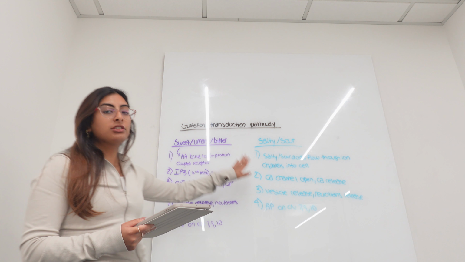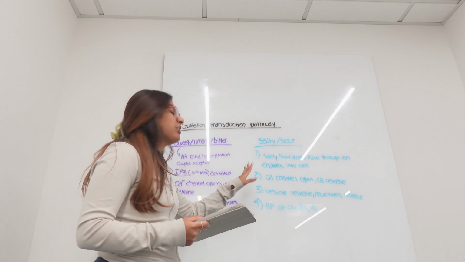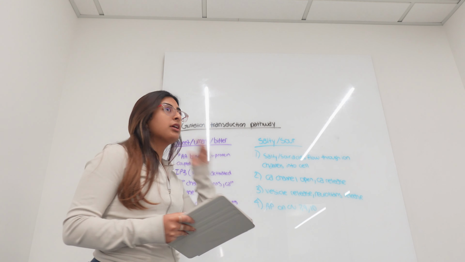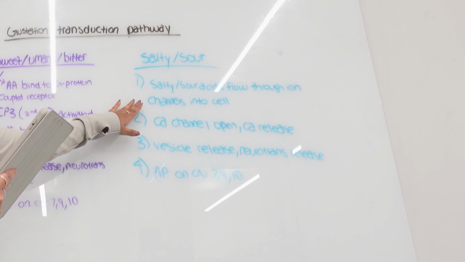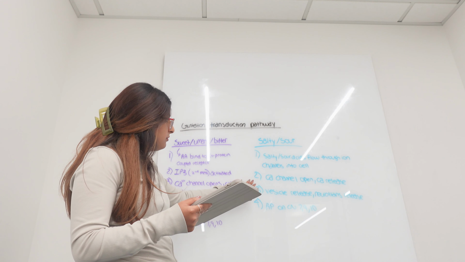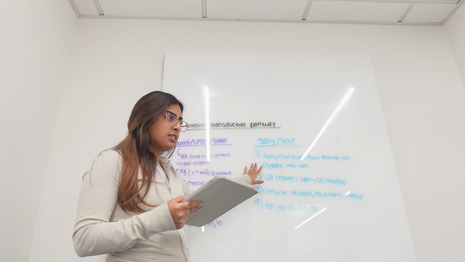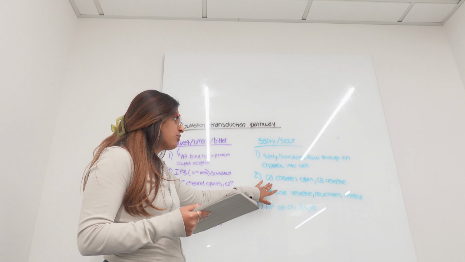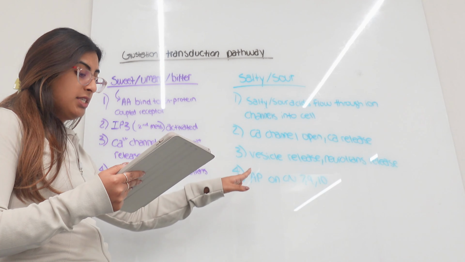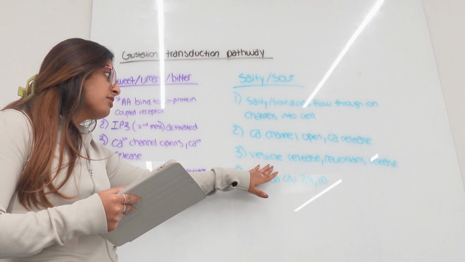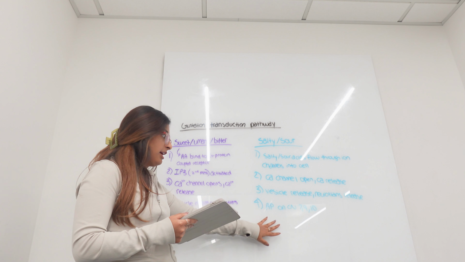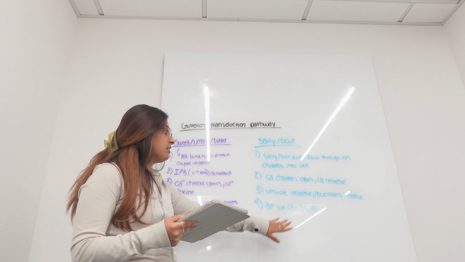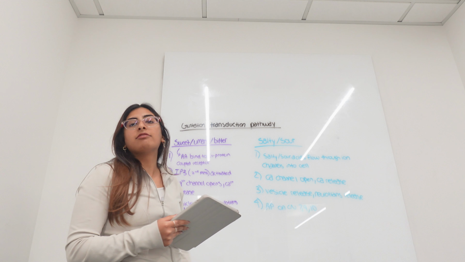Okay, and then for salty and sour, the pathway is pretty simple actually because it's ionotropic. Basically, the salty and sour acids flow through the ion channels into the cell. Obviously, that creates depolarization in the cell and allows for calcium channels to open and calcium to be released. This allows for the vesicles to be released and neurotransmitter released, and then finally an action potential on cranial nerves 7, 9, and 10. Again, for gustation.